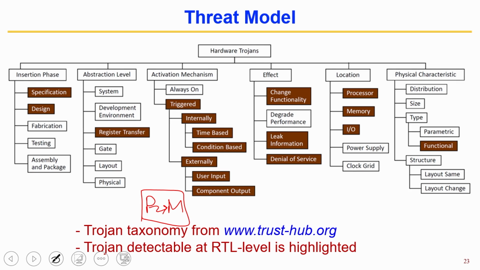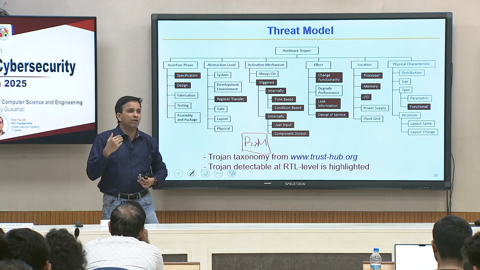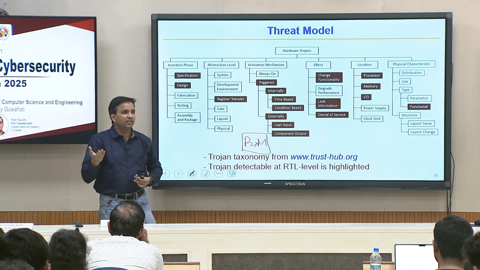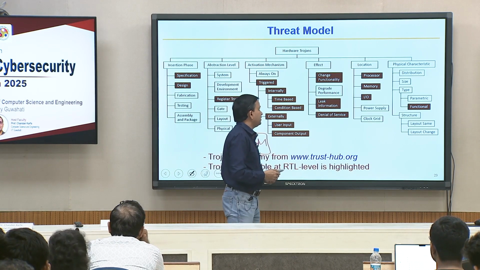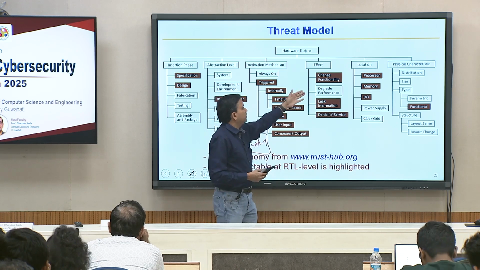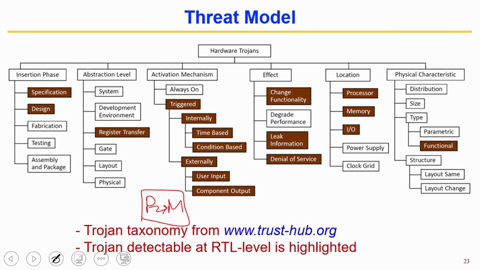Degrade performance. That Trojan is supposed to slow you down; it will do certain things so your performance slows down. Let us say you are running at a gigahertz, it may make you run at, maybe not megahertz, maybe 800 megahertz. So, degrade performance, and leak information. Change functionality from a Trojan perspective is not that interesting, but leak information is a major objective.